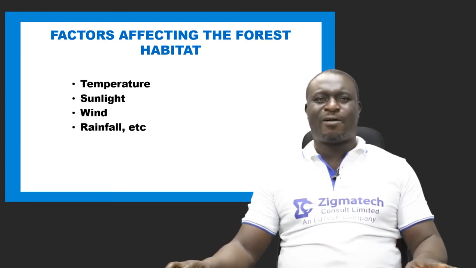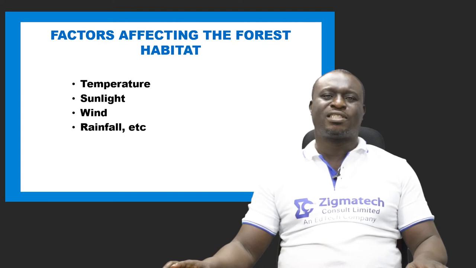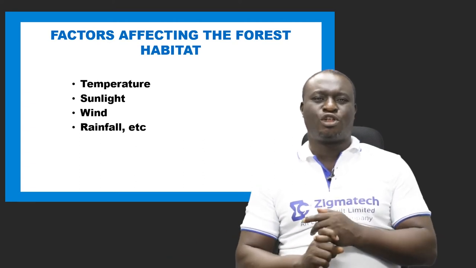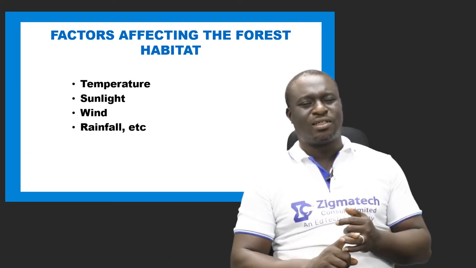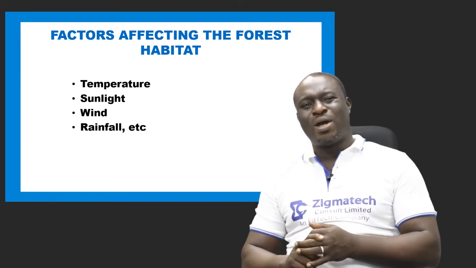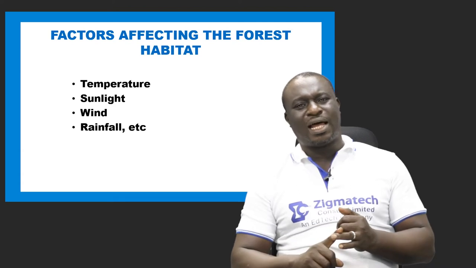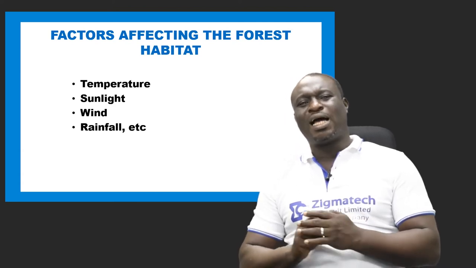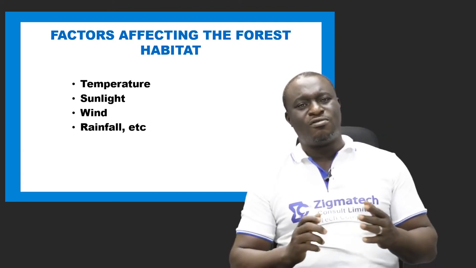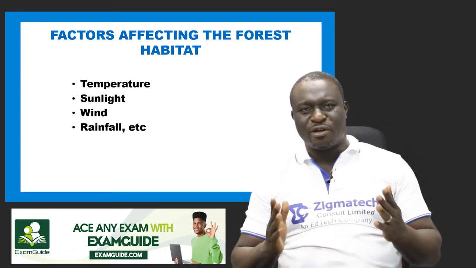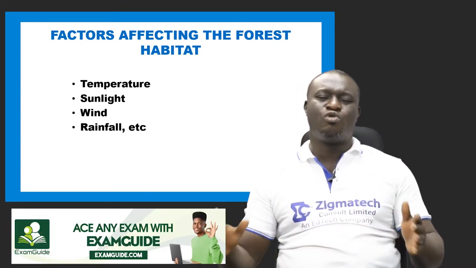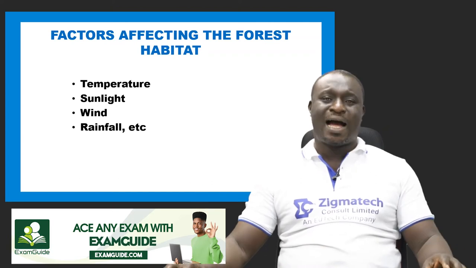All right. Now, factors that affect forest habitat. We have temperature, sunlight, wind, rainfall, and so on. These are some of the factors you can find affecting the forest habitat.